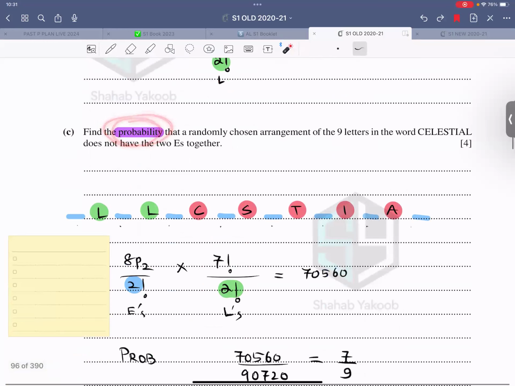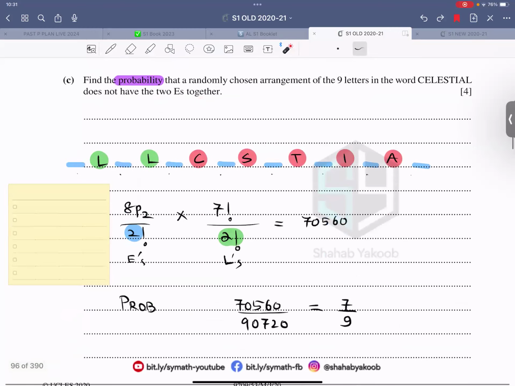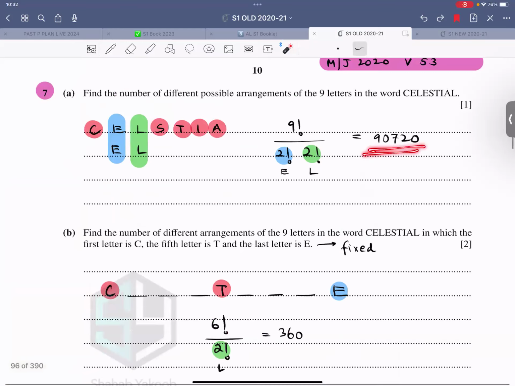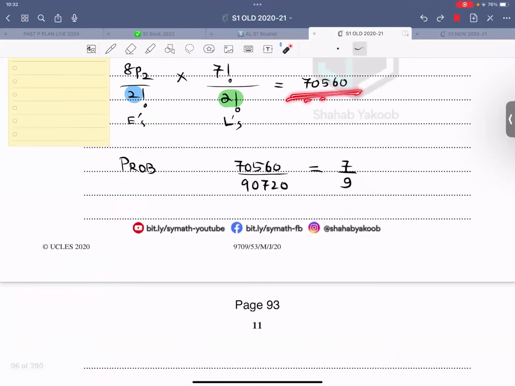Find the probability. People forget the word probability. That the randomly chosen arrangement of 9 letters in the word does not have the 2 E's together. There is the method of together and then the subtraction. I prefer the other method, the space method. So we have 2 L's. We have CSTIA. How many spaces are there? 8. Out of these 8 spaces, we will fit in 2. And 1, 2, 3, 4, 5, 6, 7. That is 7 factorial divided by 2 factorial for the L's. That is the answer. The answer for the first part is 90720. The answer for this one is 70560. Just take the probability. I'm leaving the answer in fractions.